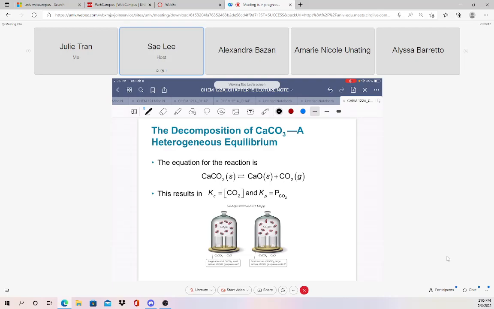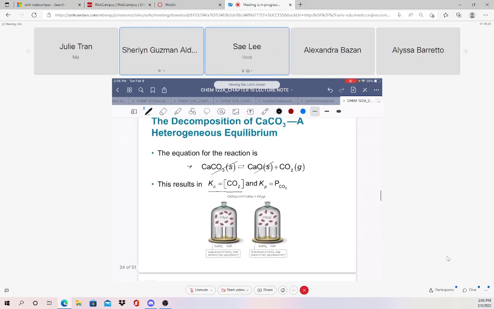So here is an example of a heterogeneous equilibrium where you're seeing the decomposition of calcium carbonate into calcium oxide and carbon dioxide. In order to express this equilibrium constant, you would omit these solid concentrations. So the equilibrium constant Kc for this reaction would only contain the concentration of carbon dioxide at equilibrium.